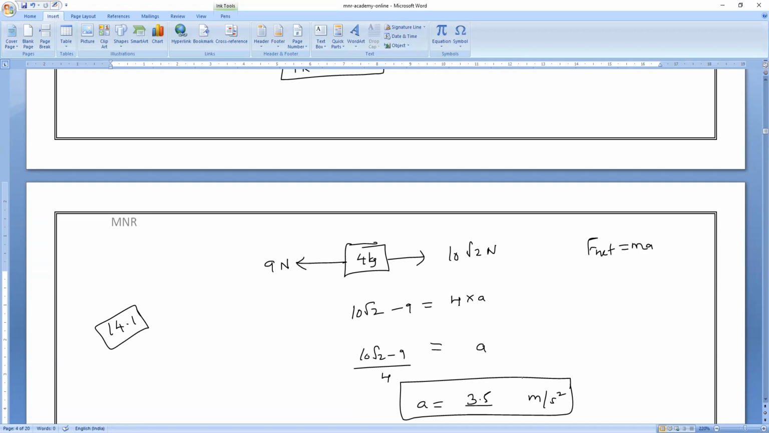How 3.5? Rudreswar, check it. It's wrong. First, how much is 10 root 2? Am I right? 1.28. So you have to be very careful. 10 root 2 means 14.1 minus 9, which is equal to 5.14. 5.14 divided by 4, how much is it, all of you? 1.28. So 1.28 meter per second square. Mr. Pradosh, have you got the same answer? Yes, sir.